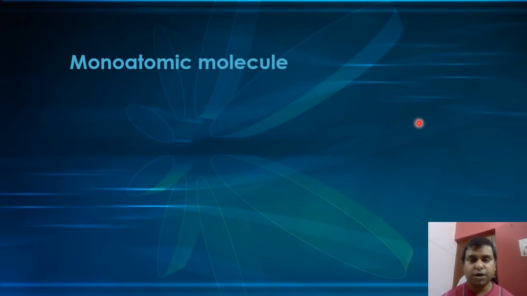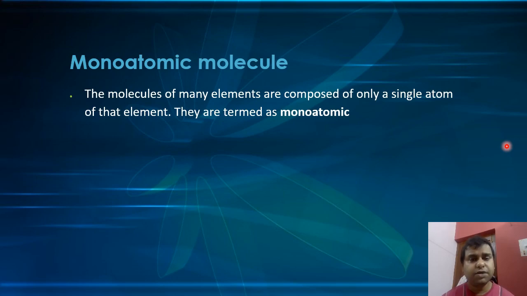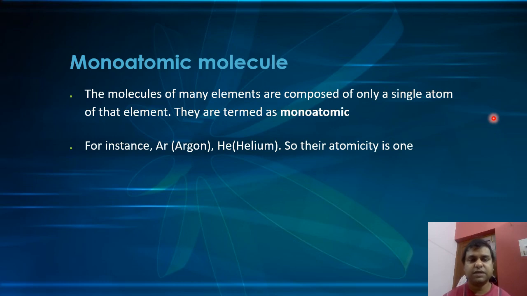Monoatomic molecule. What is a monoatomic molecule? Molecules of many elements are composed of only a single atom of that element. They are termed monoatomic. For instance, here is the example: argon, helium. So the atomicity is 1, which means they will tend to be as elements. They will never tend to be in association with any other atom.